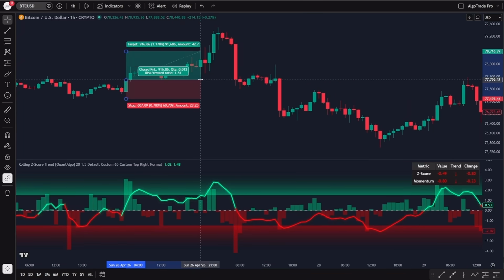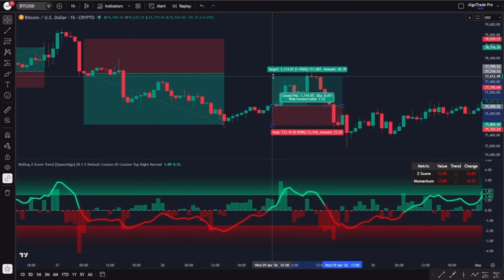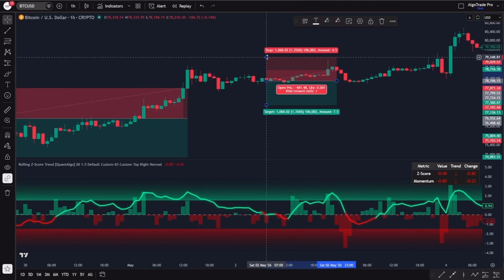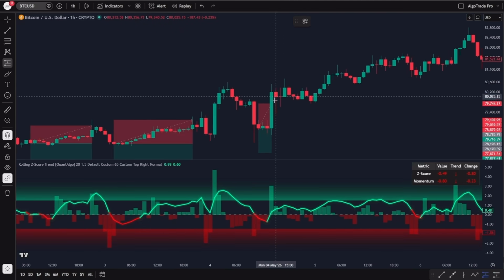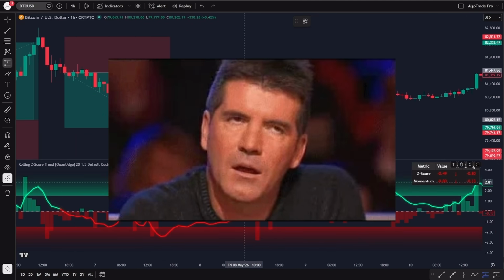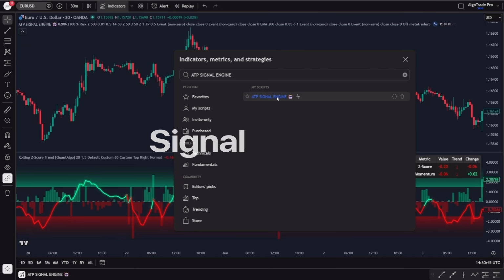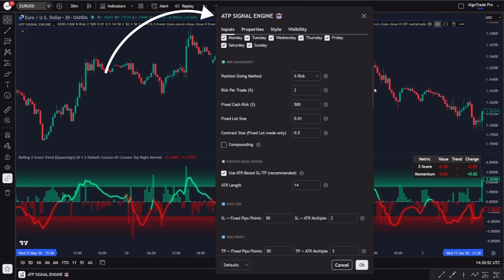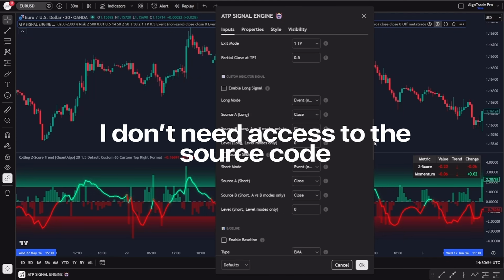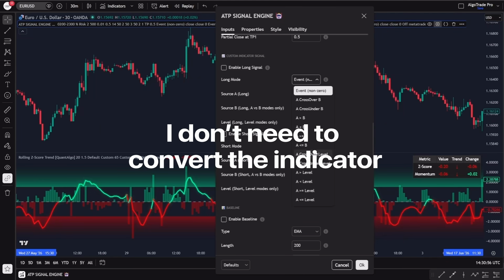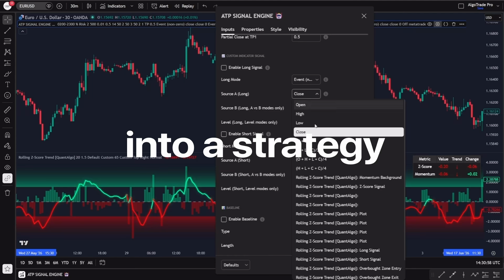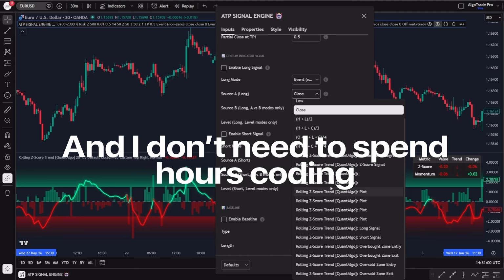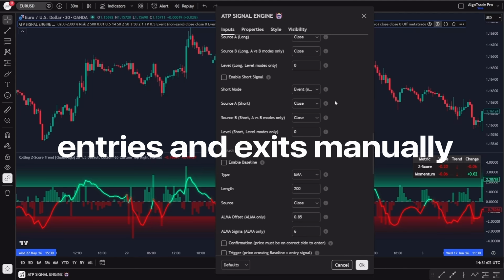So, at this point, we could manually review hundreds or even thousands of signals one by one. But honestly, that will take forever. So instead, I'm going to use the Signal Engine. This is exactly the type of indicator it was designed for. Because I don't need access to the source code, I don't need to convert the indicator into a strategy, and I don't need to spend hours coding entries and exits manually.